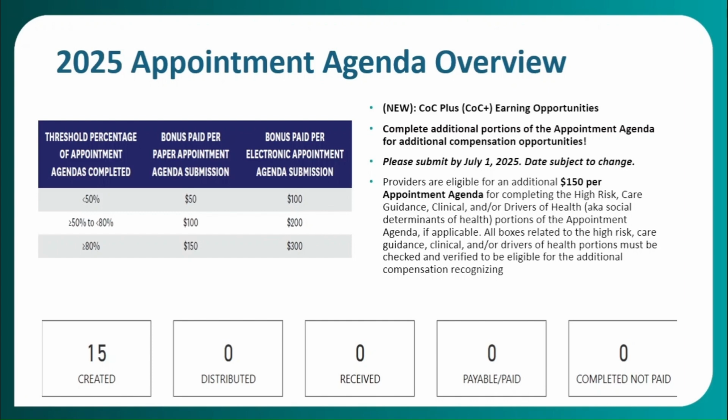So here at the bottom, we have some statuses. And we have different statuses that can be assigned to agendas, okay? For this sample practice, by the way, this is a sample practice that received 15 appointment agendas, which means that they had to address 15 patients, okay? So for this ABC sample practice, WellCare created 15 appointment agendas, meaning 15 patients.